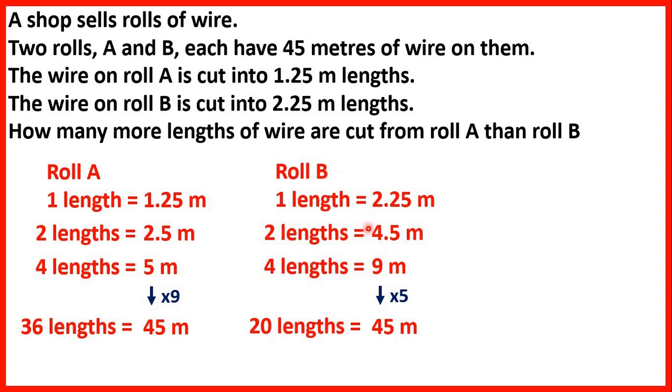We might have been able to do the jump straight away. So if we know 2 lengths is 4.5, 4.5 times 10 will be 45, 2 times 10 is 20. So the question asks how many more lengths of wire are cut from roll A than roll B. So we need to find the difference, so we use subtraction, and 36 minus 20 is 16. So our answer is 16 lengths.